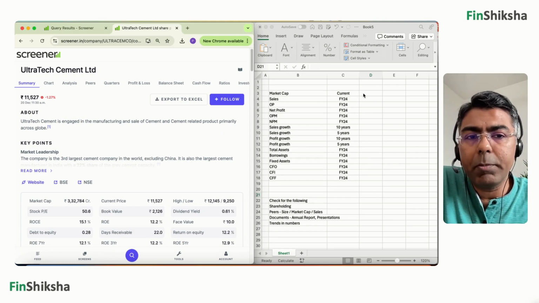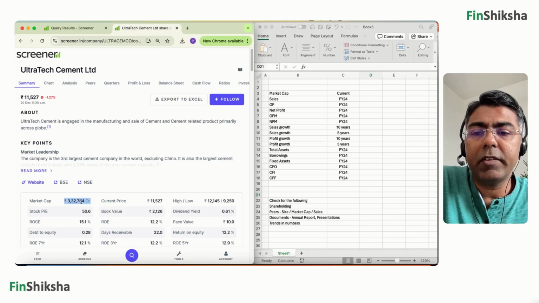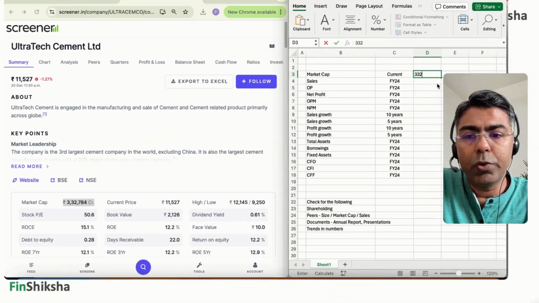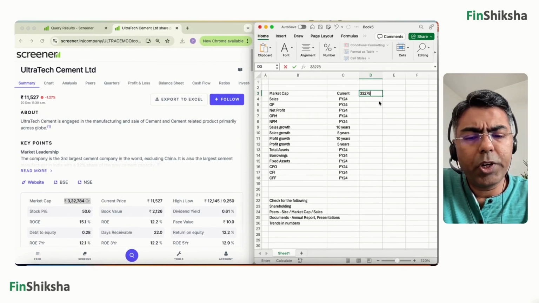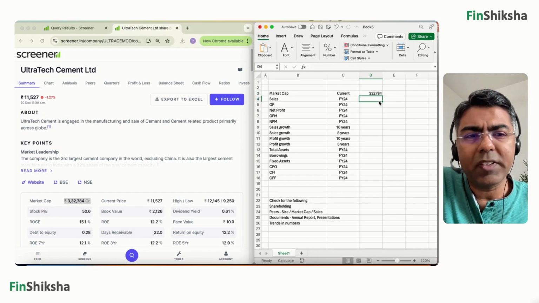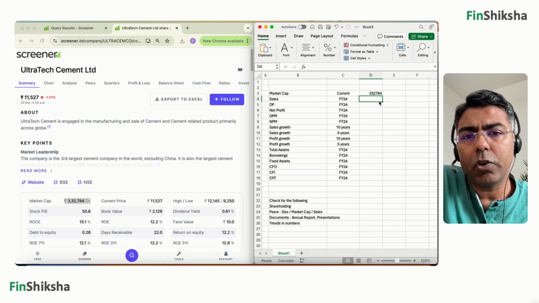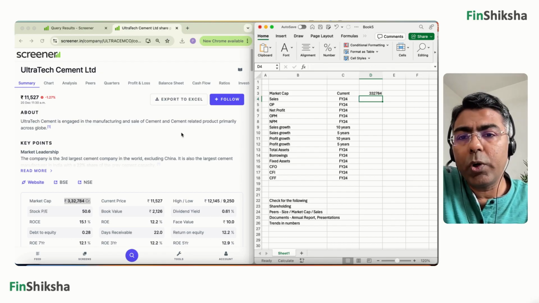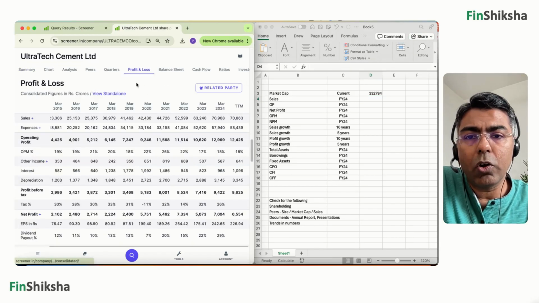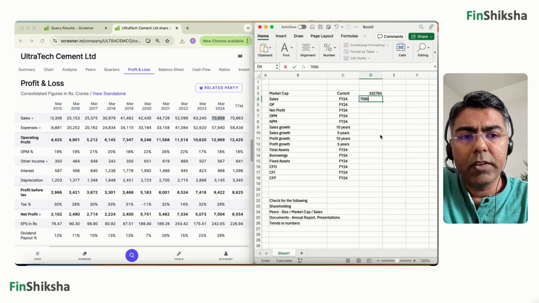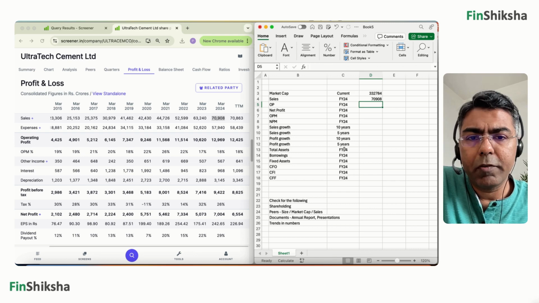So we begin, we pick up the market cap data. The market cap data is available here, so it's about 332,784. You don't need to put exact numbers. You can choose to put numbers with specific rounding off. So 330 is good, for example. Then you want to look at sales. So I'll click on profit and loss, and I'll go here and look at last year's sales, let's say. So about 70,900 odd crore is the number. I can punch the exact number if you want.